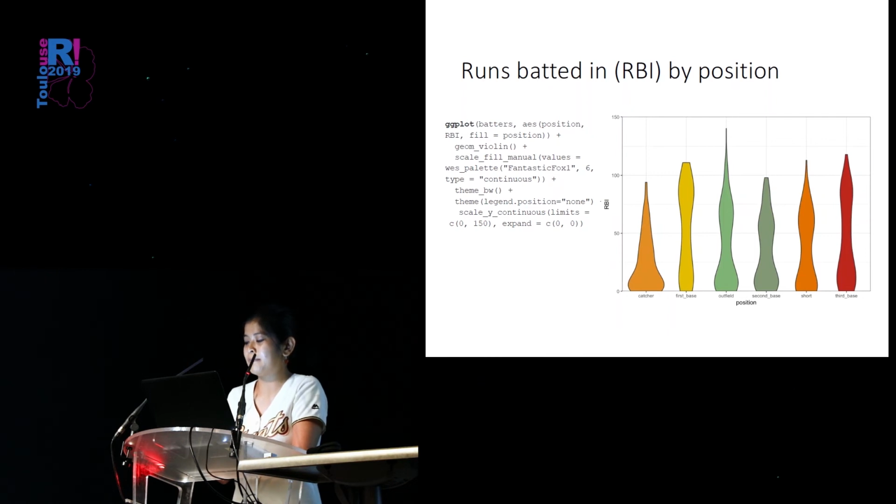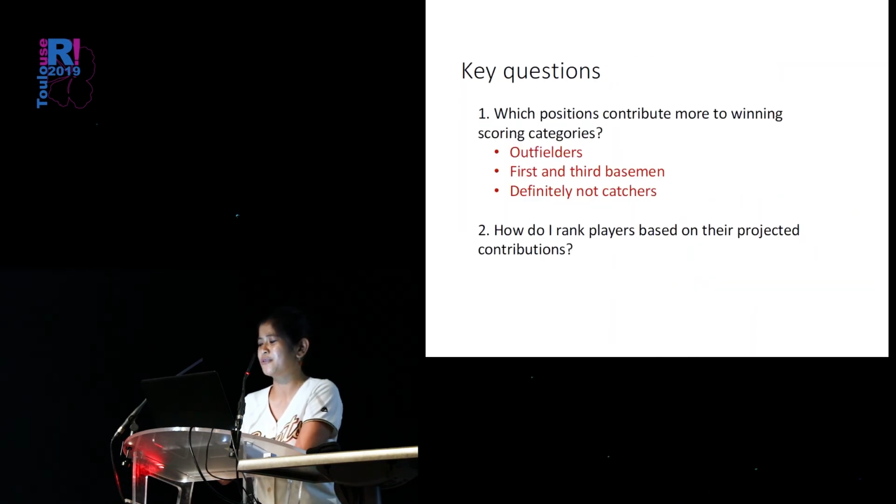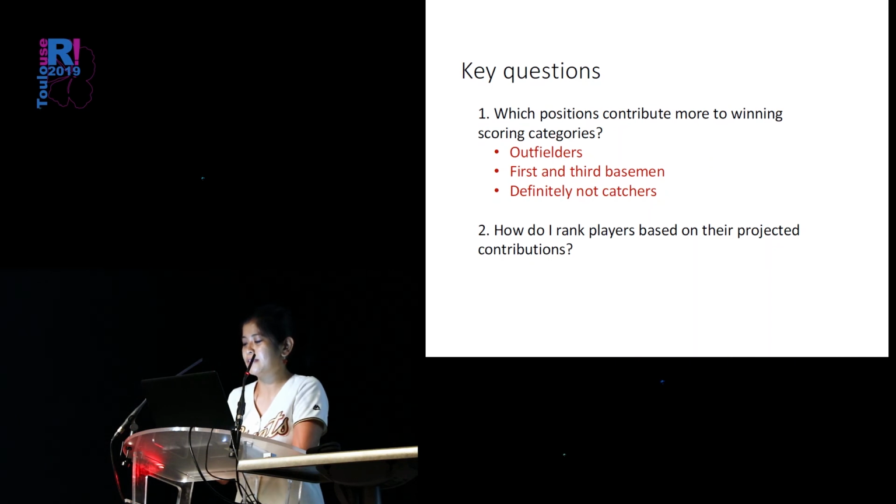So the last one that I'm going to look at is RBIs. So we see outfielders again leading the pack, and then third and first basemen right behind them. And catchers, again, fewest RBIs. So it looks like outfielders, followed by first and third basemen, are projected to do better at these scoring categories, and catchers are the worst. So now that I know how to prioritize outfielders and first and third basemen and ignore the catchers, I wanted to know who to draft.